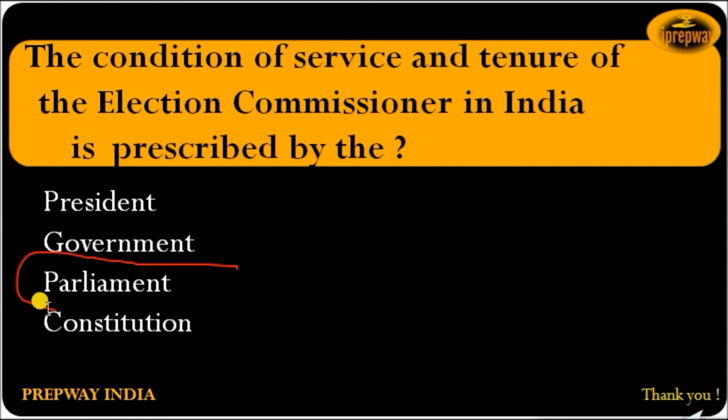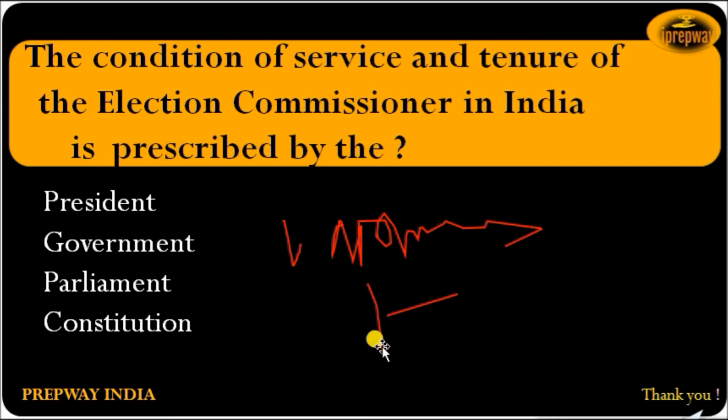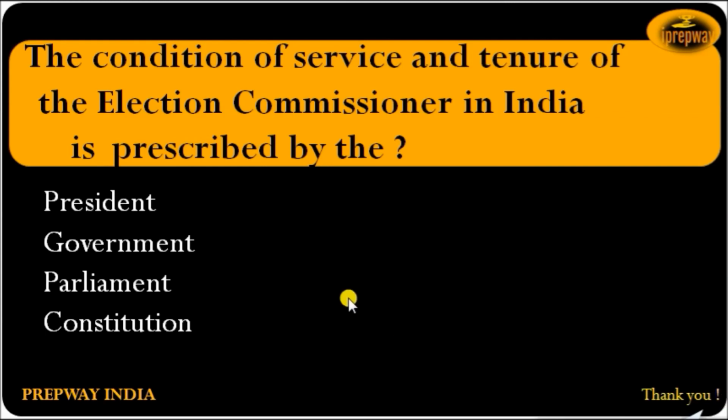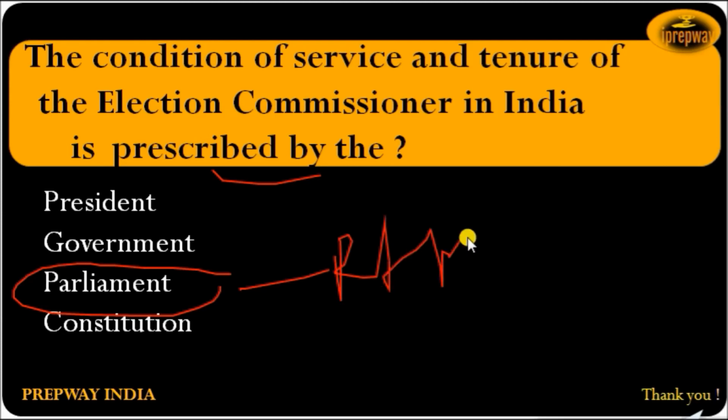So the conditions of service and tenure of the election commissioner in India are prescribed by the parliament. One thing to note: the election commissioner and the members of the election commission are appointed by the president. But the question here is who prescribes the conditions of service and tenure, and that is the parliament. So parliament is the right answer.